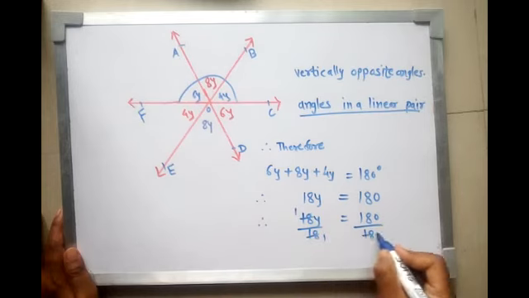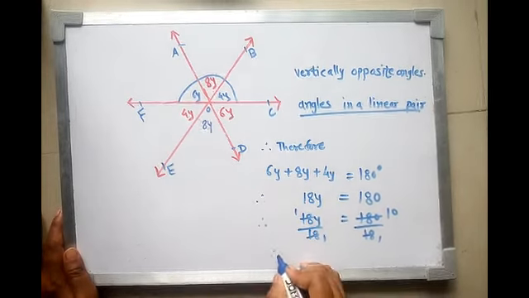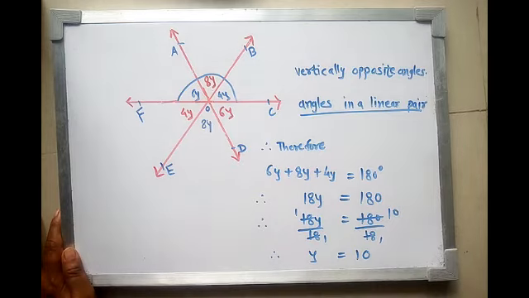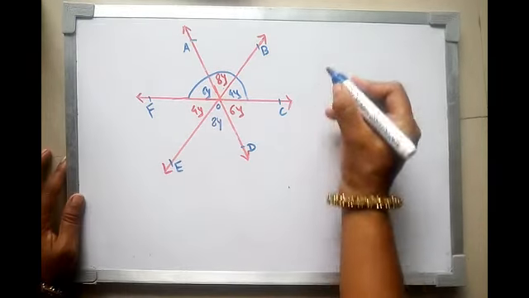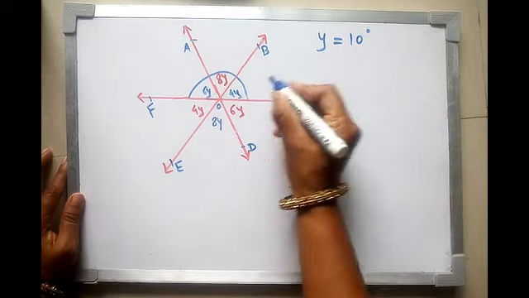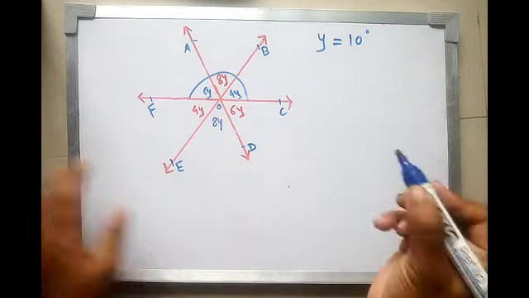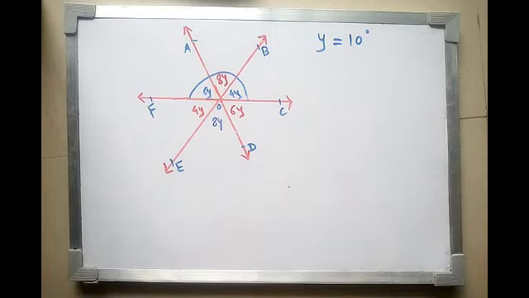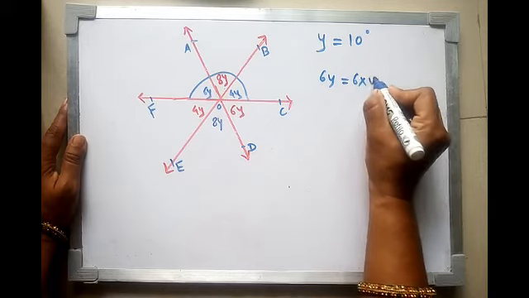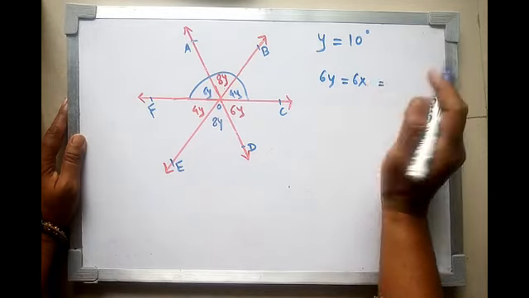18 ones are 18, 18 tens are 180. y is equal to 10 degrees. Here we got the measurement of y. Now we will be able to find the measurements of all the other angles.